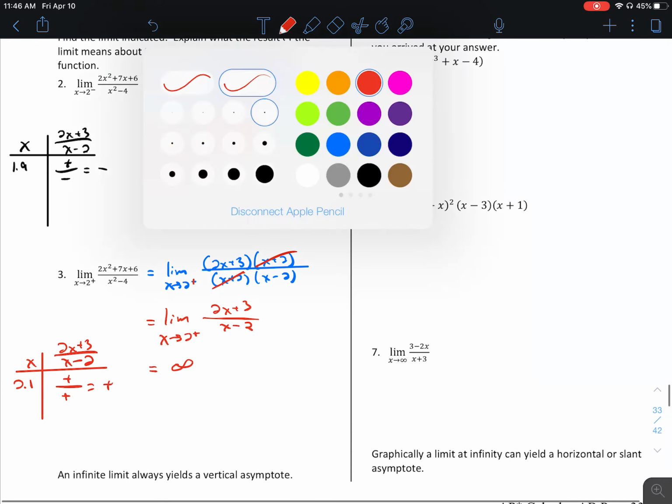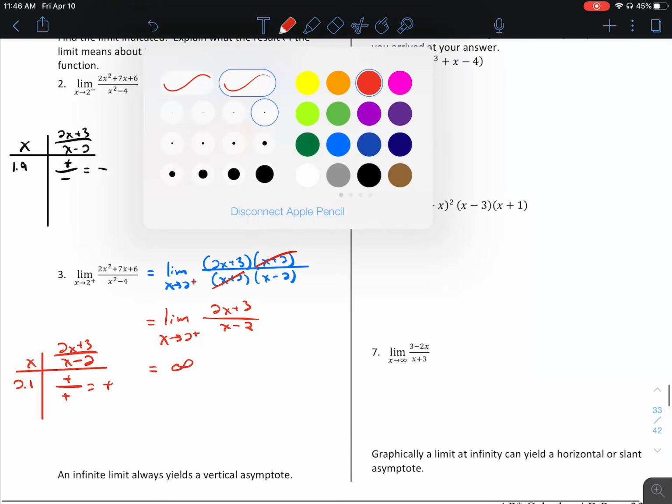Let's go back to the directions. Find the limit indicated. We did that. Explain what the result of this limit means about the graph of the given rational function. According to the limit existence theorem, this means that the function f of x has a vertical asymptote at x equals 2. And the same can be said down here.